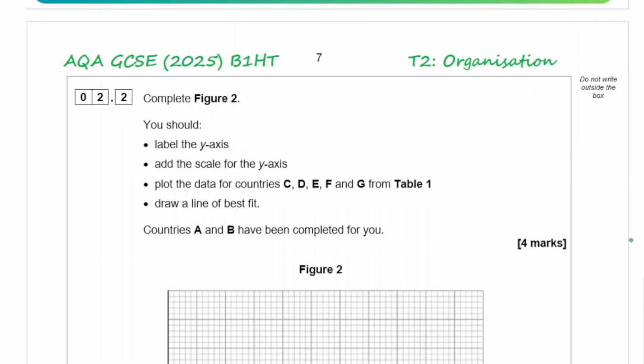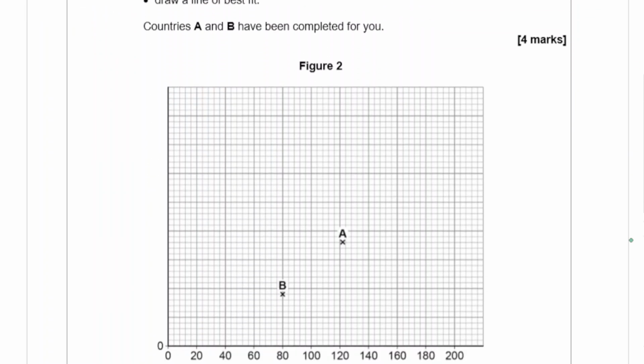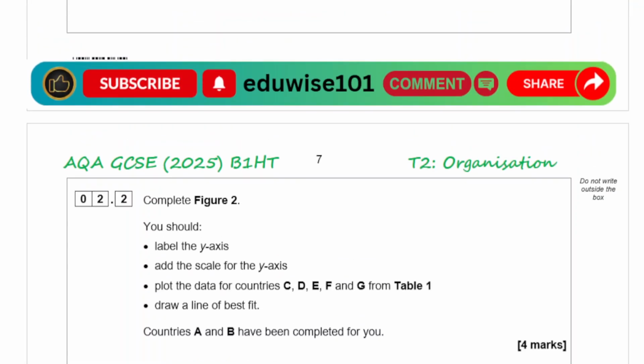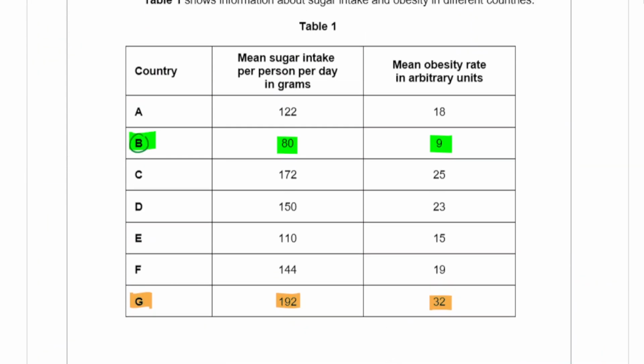Complete Figure 2. You should label the y-axis, add the scale for the y-axis, plot the data for countries C, D, E, F, and G, and draw a line of best fit. So they've got A and B. Let's do the labels first. You've got the mean sugar intake per person in grams, so this should be the mean obesity rate in arbitrary units. So we literally need to copy this.